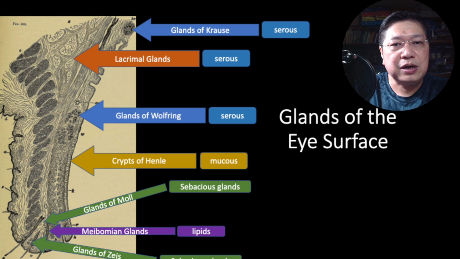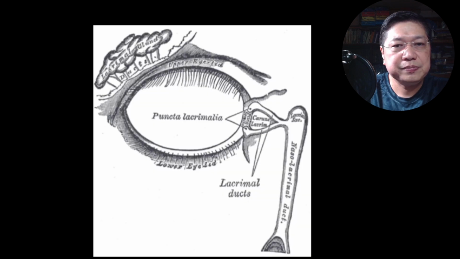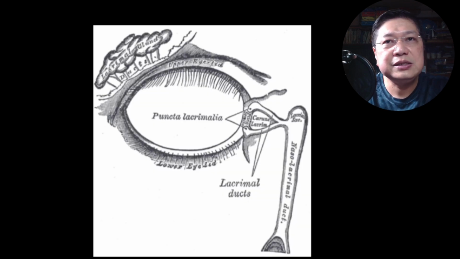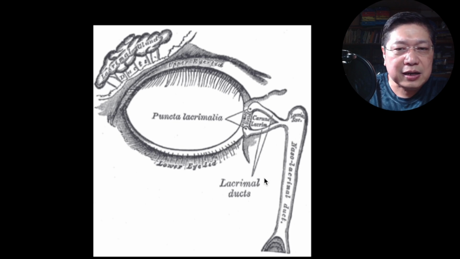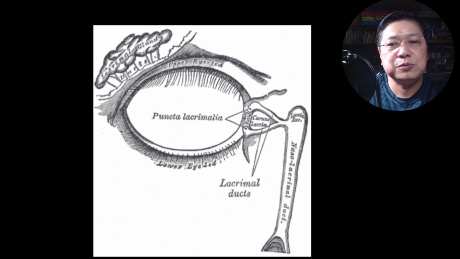Again, just to remind you, glands of Krause and glands of Wolfring. And the lacrimal glands, they're all located in the uppermost portion. And this is how it drains from the lacrimal gland, from the punctum to the caruncle and into the nasolacrimal duct. An area here would be dilated. We call it the lacrimal sac, and it drains into the nose. So this part actually drains into the nose.